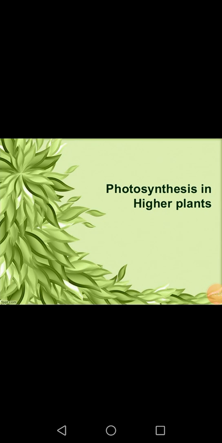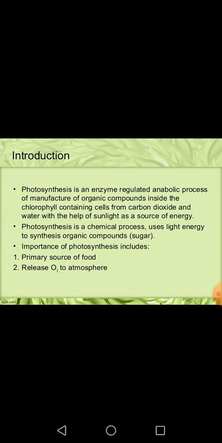Students, today we are going to discuss our first chapter of plant physiology, photosynthesis in higher plants. So, students, as we all know, photosynthesis is a very important process which is regulated by enzymes, and it's a very important anabolic process, meaning a constructive process in which complex organic food is synthesized.